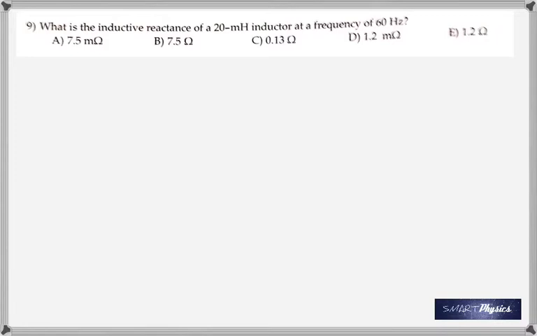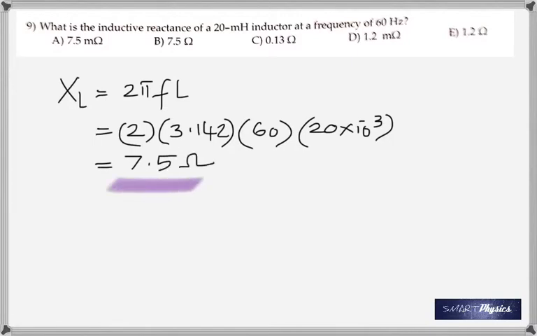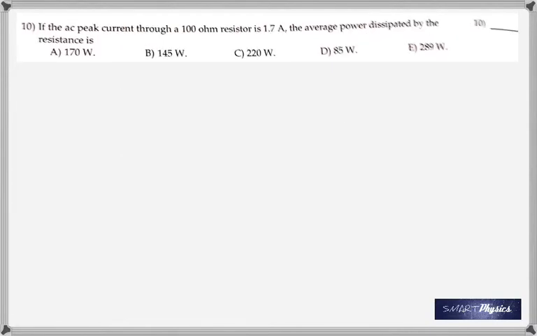What is the inductive reactance of a 20 millihenry inductor at a frequency of 60 Hz? Inductive reactance is 2 pi times the frequency times the inductance. Straightforward, everything given, just substitute. It's 20 millihenry, so it's 20 times 10 to the negative 3. 7.5 ohm.